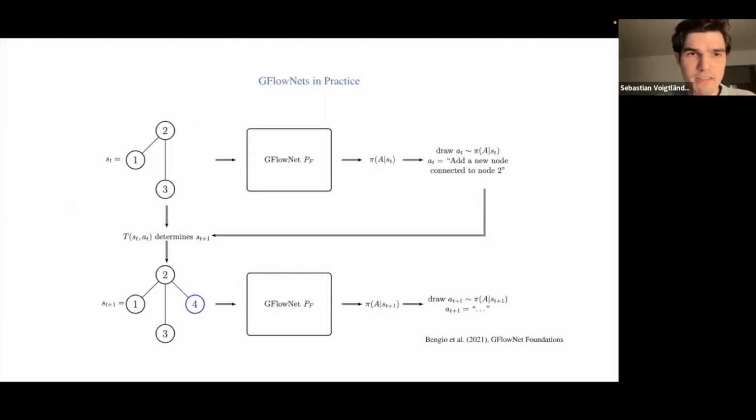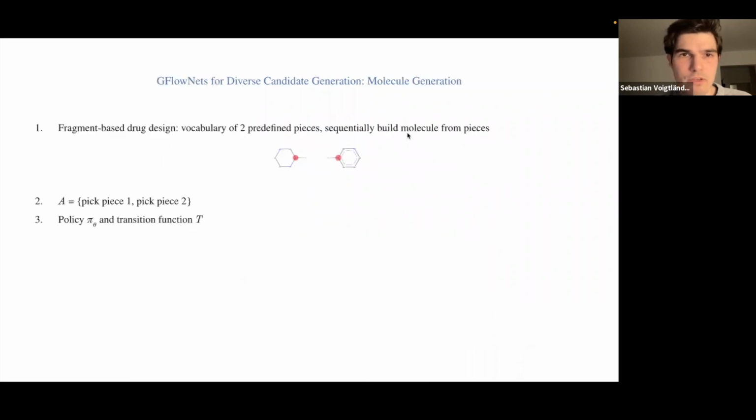So GFlowNets in practice, as was already asked: when you have a partially constructed object, you typically will want to parameterize, for instance, the flow across the edges. But there are different choices of parameterizations, and depending on that, different loss functions that you can pick. A very simple example would be to simply parameterize the policy itself, or the forward probability distribution, or the flow across the edges. In the first paper written on GFlowNets, they simply parameterize the flow itself, the edge flow itself.